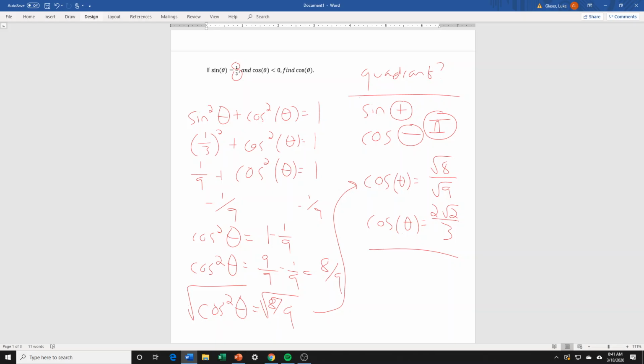The reason that we look for the quadrant first is because in the second quadrant, cosine is negative. So we have to make our answer negative. Cosine of theta is actually going to be negative 2√2/3. So that's why we always start with which quadrant am I in, because I always need to go back and check my answer and make sure that I'm right. Okay. Next example.